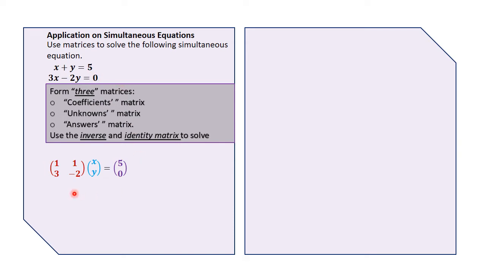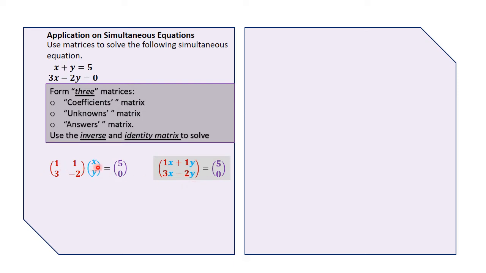So now a student might wonder, why is this written? The reason is simple. And let me show you. If we multiply the matrix 1, 1, 3, minus 2 with x, y, we're going to get this particular matrix. 1x, 1y, 3x, minus 2y. I've written it that way for the sake of simplicity.